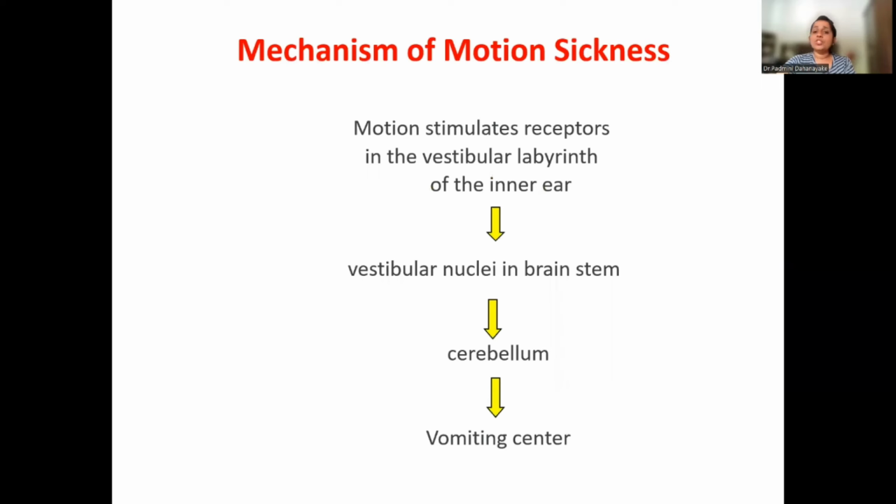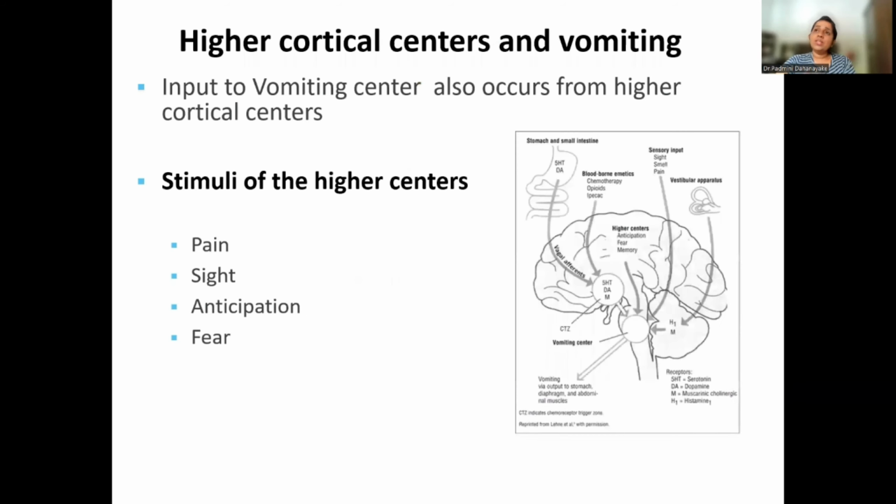So motion stimulates receptors in the vestibular labyrinth of the inner ear, that is the semicircular canals. Then some nuclei groups are there, known as the vestibular nuclei in your brainstem. From there, signals are sent to the cerebellum, and from the cerebellum to the vomiting center. All right. Then the last sensory input, the higher cortical centers.